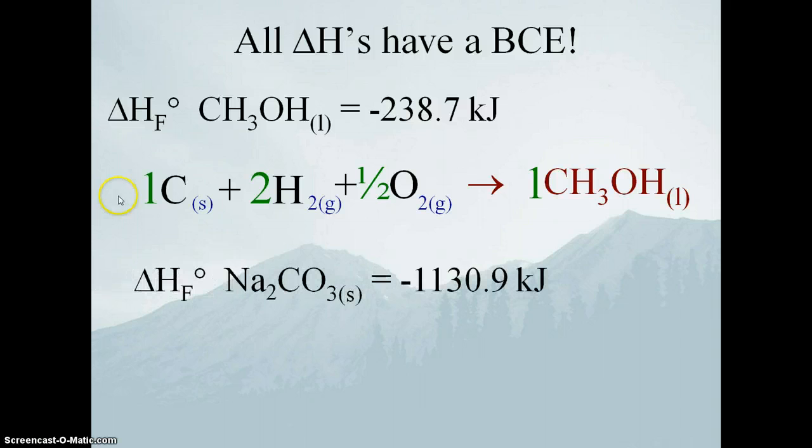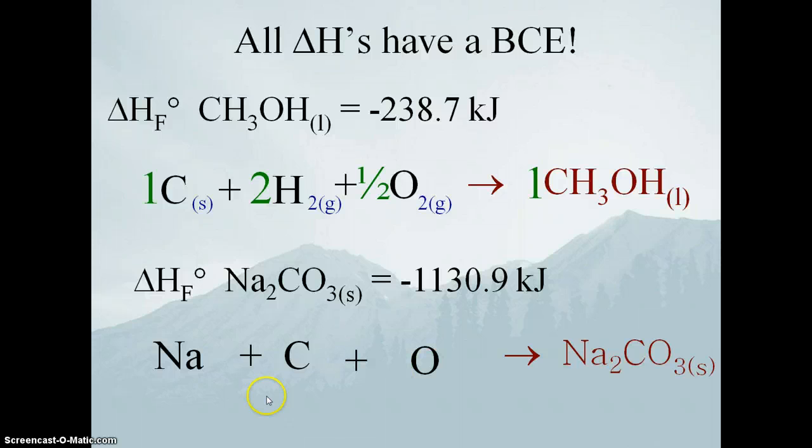Here's another quick one. So I tell you the delta H of formation for sodium carbonate is minus 1130.9 kilojoules. So I need a balanced chemical equation associated with that delta H of formation. So again, I have my product, which is sodium carbonate. The 3 elements that make up sodium carbonate are sodium, carbon, and oxygen. I look at sodium, and sodium is at 25 degrees Celsius and 1 bar pressure. It's a solid. Carbon is a solid. Oxygen is a diatomic gas.